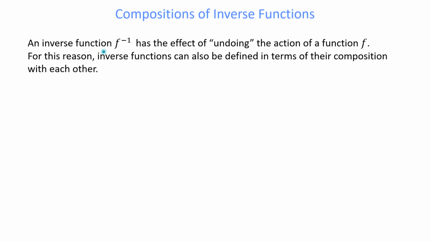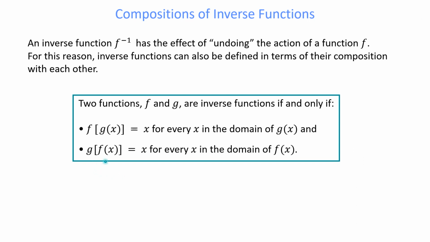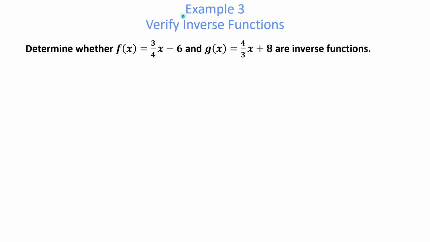An inverse function, f inverse, has the effect of undoing the action of a function f. For this reason, inverse functions can also be defined in terms of their composition with each other. Now let's look at the key concept for compositions of inverse functions. So, two functions f and g are inverse functions if and only if f of g is equal to x for every x in the domain of g, and g of f is equal to x for every x in the domain of f.